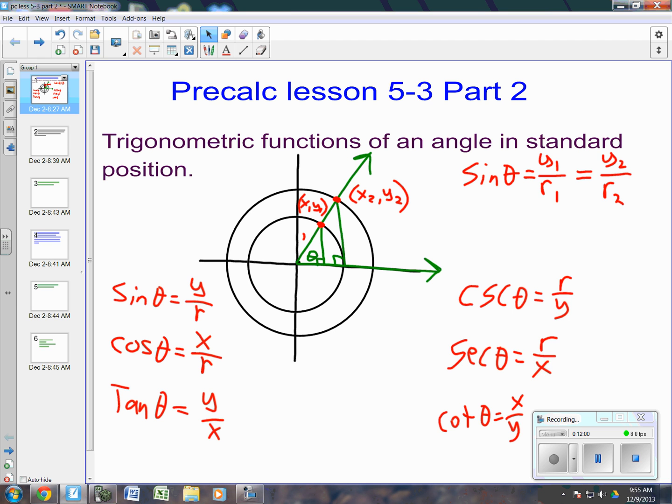Tangent and cotangent, same exact thing, x over y, right? And y over x and x over y. So those are the same. The only difference on these others is where there was a 1 before, now there's an r, because our radius is going to not be 1.